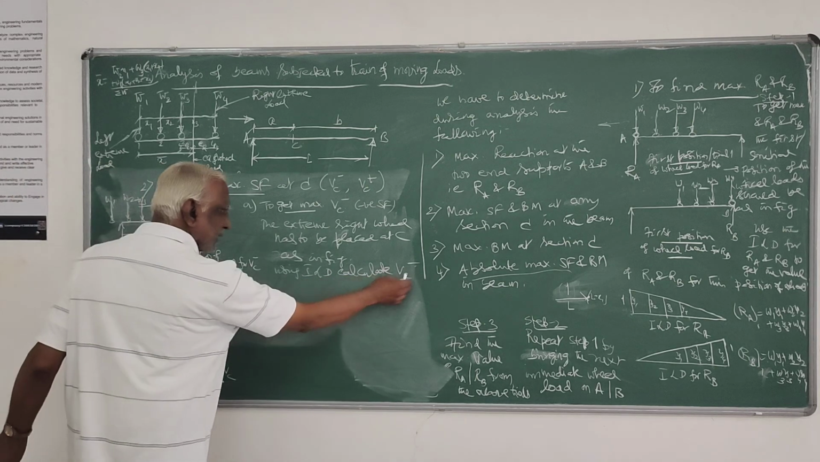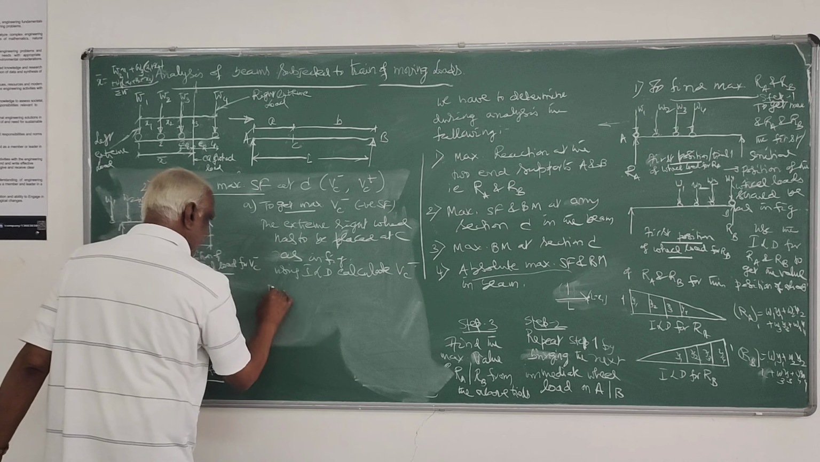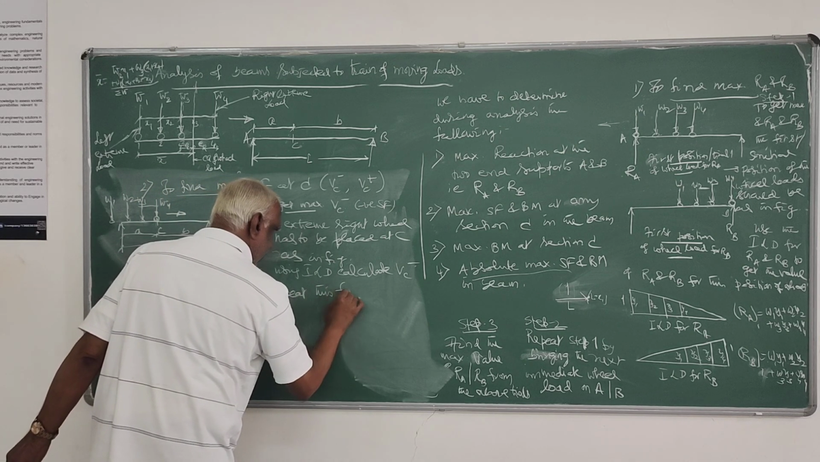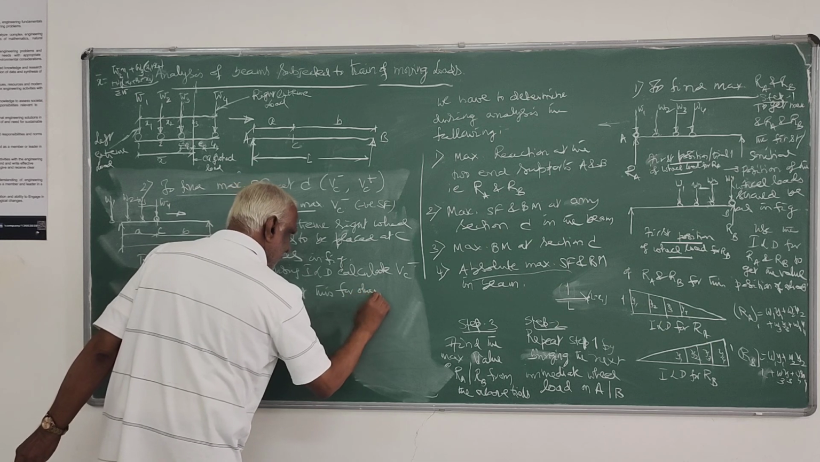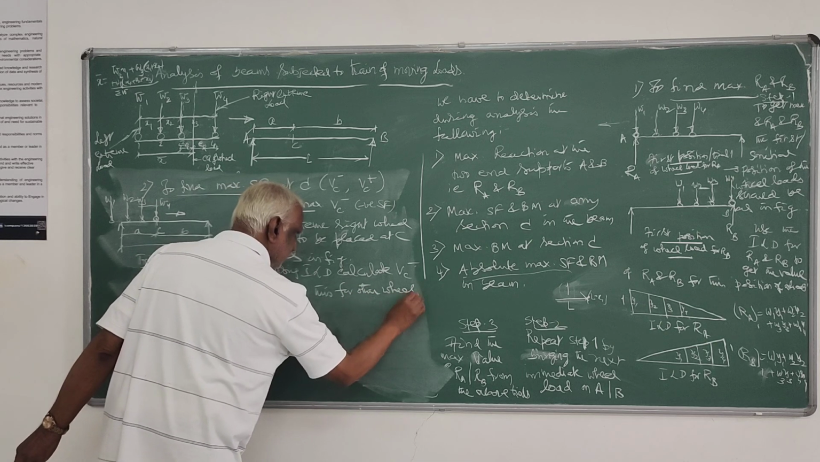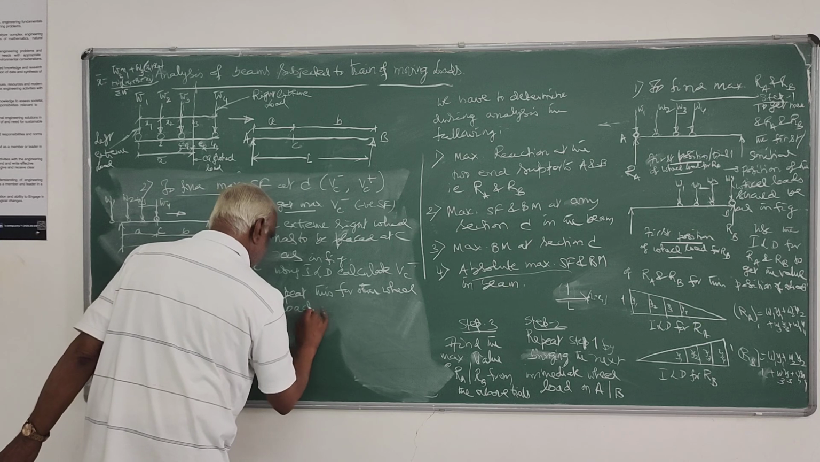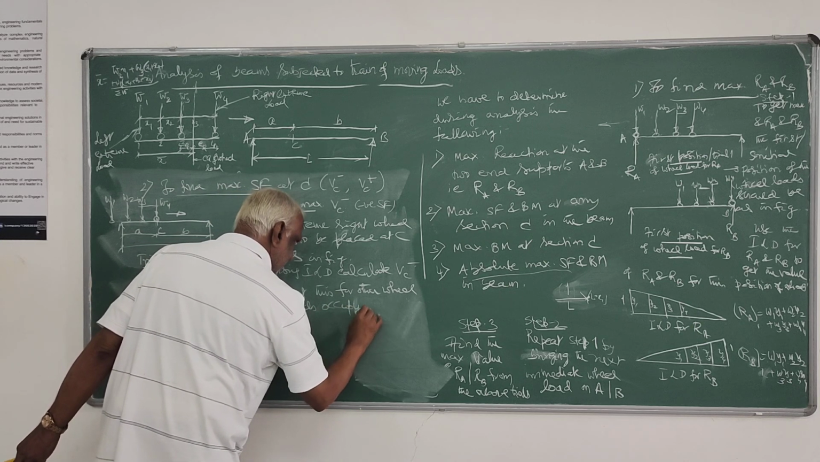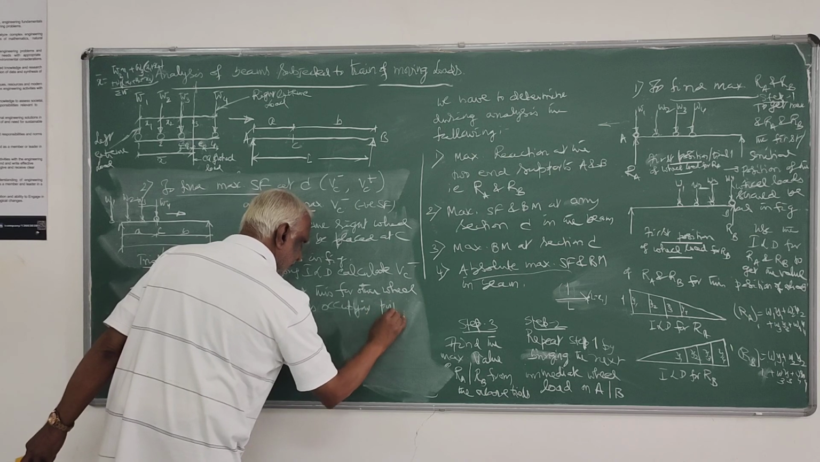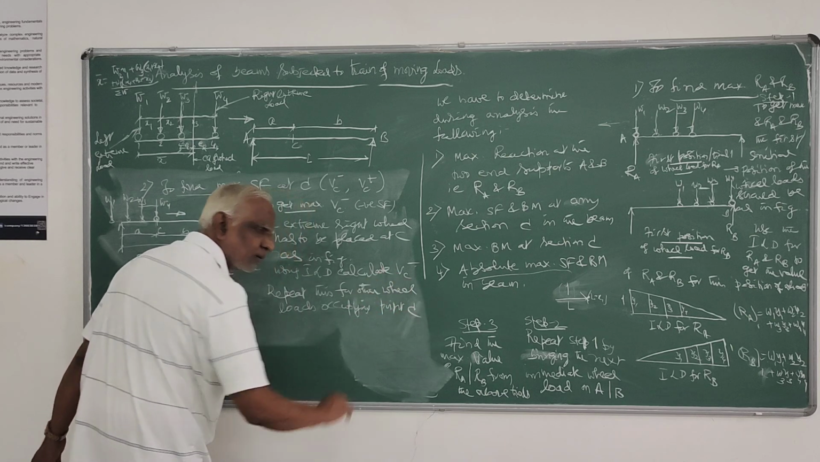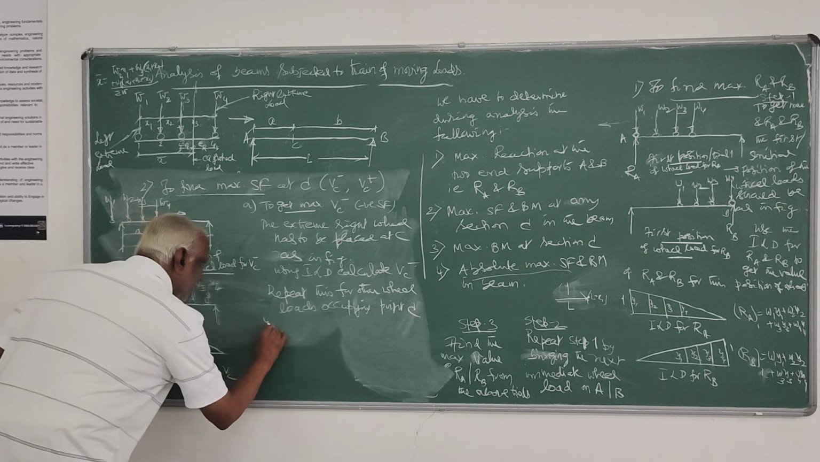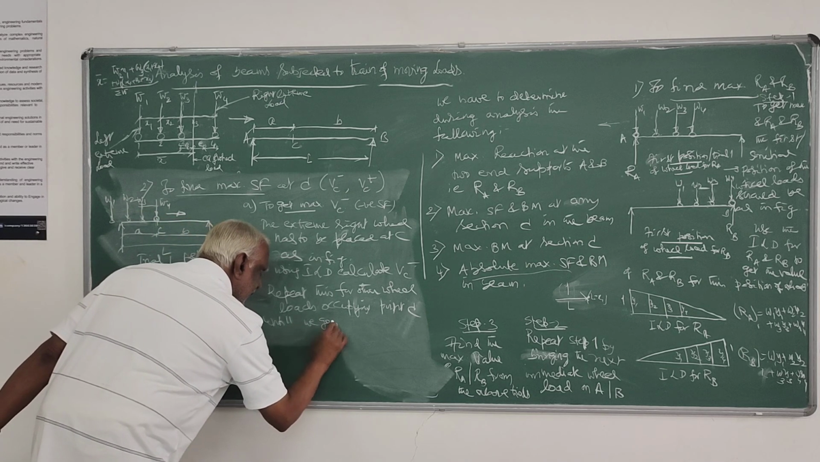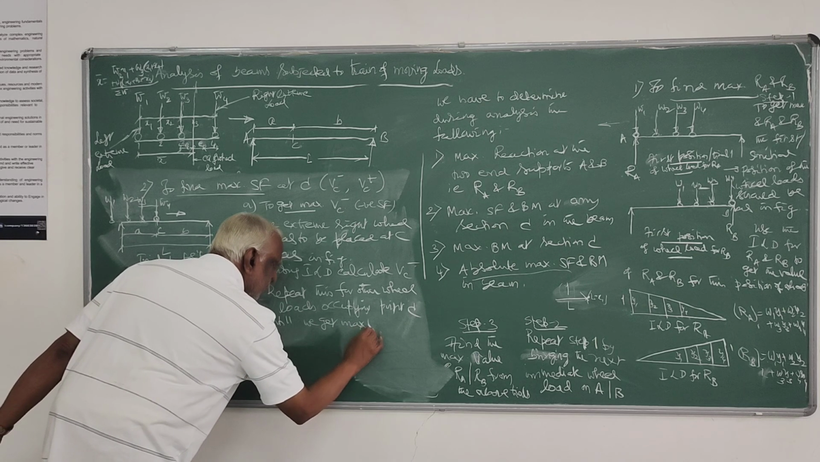Whichever gives you maximum, that will be your VC bar. So using ILD, calculate VC bar and repeat this for other wheel loads. The other wheel loads are to be taken to point C, one by one, until we get maximum VC.